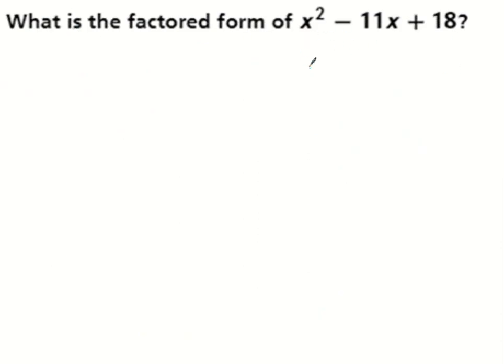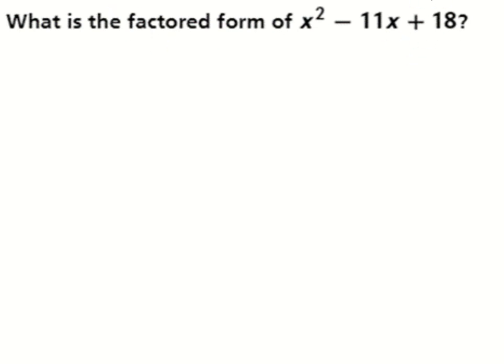Now we have a negative, so these negatives do come into play. So I'm looking at what are the factors of 18 that are going to add up to make negative 11. So with positives and negatives, our rules still apply. I'm looking at factors of positive 18 that are going to add up to negative 11. So try it on your own and see how you do.